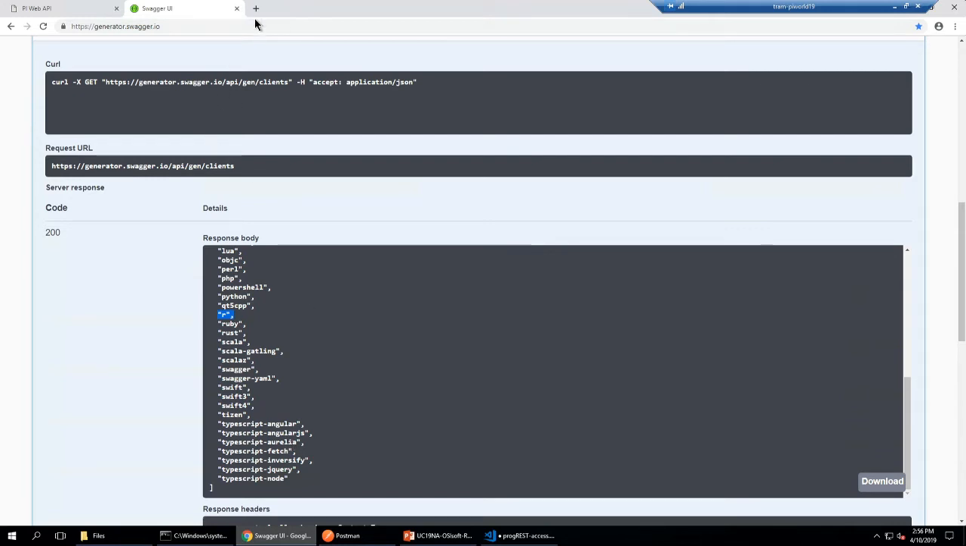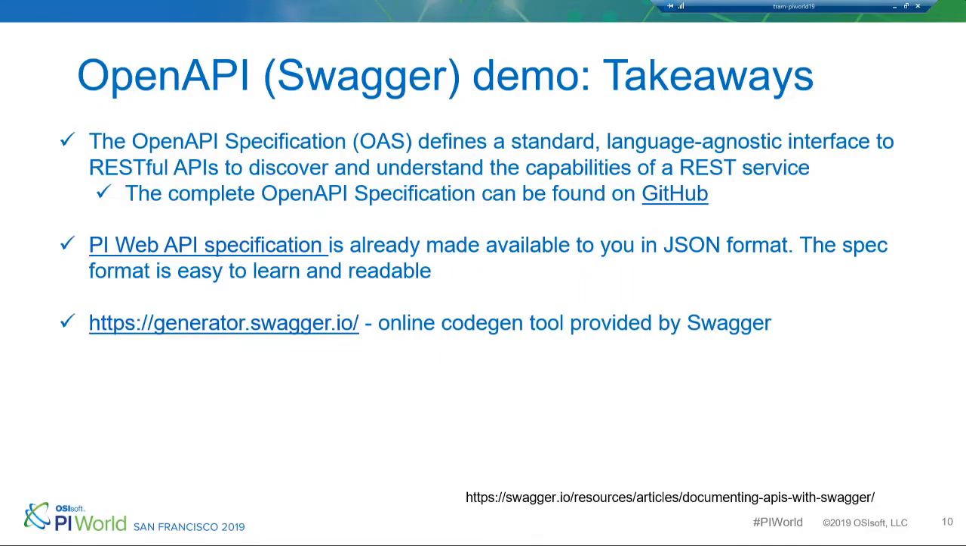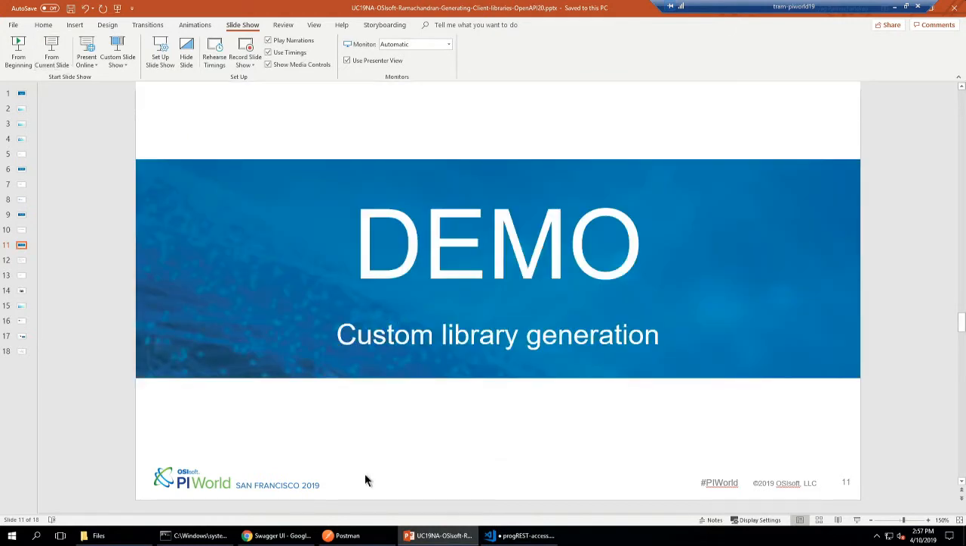So let's see. Now we've seen what PI Web API looks like. What are the constraints for developing a custom solution? We quickly saw Swagger, and we saw what the OpenAPI looks like. So how do we tie them all together? So for the next demo, we're going to look at custom library generation. So how do we build a custom library with all the knowledge that we have right now? So let me close this for now.